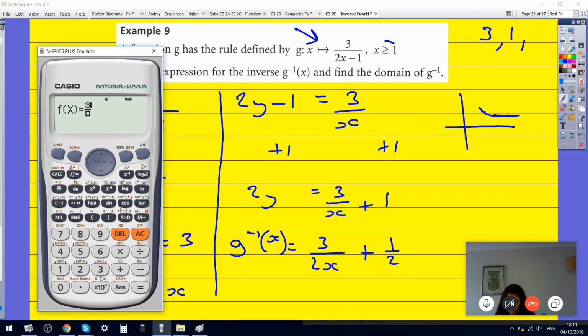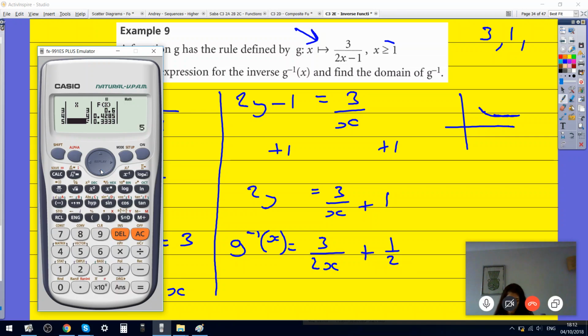Fraction 3 over 2 alpha x minus 1. Let's see, start from 1. So x starts from 1, and let's say it goes to 10 or something, going up in steps of 1. So we get our first two answers there. When x is 1, y is 3. When x is 2, y is 1.